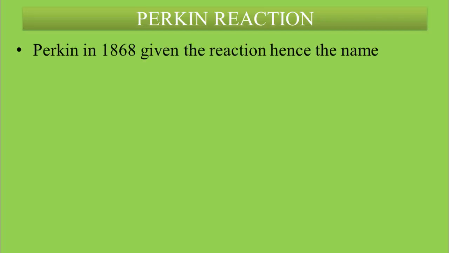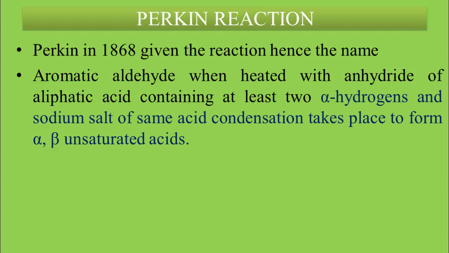Then the Perkin reaction. What is the Perkin reaction? The reaction given by Perkin in 1868 is known as the Perkin reaction. In this reaction, aromatic aldehydes are heated with the anhydride of an aliphatic acid containing at least 2 alpha hydrogens and the sodium salt of the same acid. Condensation takes place to form alpha beta unsaturated acids, and the reaction is known as the Perkin reaction.